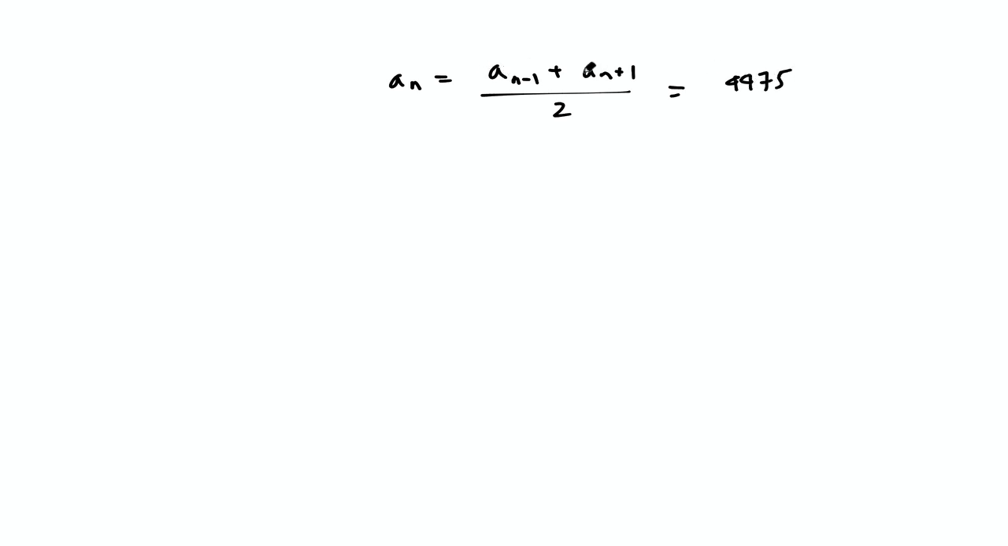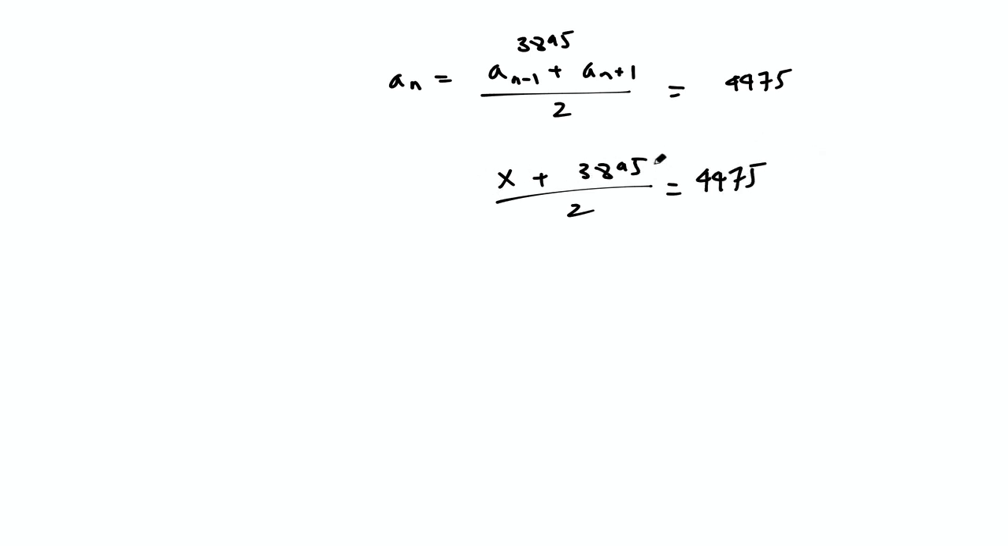But we know that one of these two will be 3,895. Right? But we don't know which one. So what I can say is we'll let x be the unknown one. So (x + 3,895) all over 2 has to be equal to 4,475.